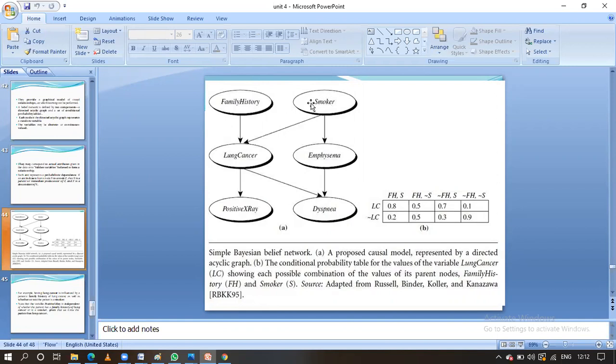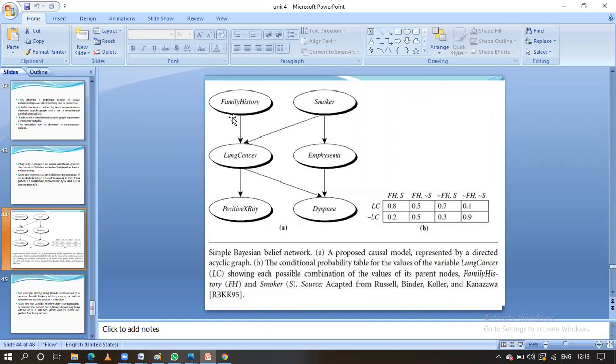When there is a relationship, we are going to represent it with an arc. Okay, arc. Here if you observe, guys, family history లో ఏదైనా లంగ్ ప్రాబ్లం ఉంటే కనుక there is a chance for the lung cancer for that particular person. That is why there is an arc from family history to the lung cancer.